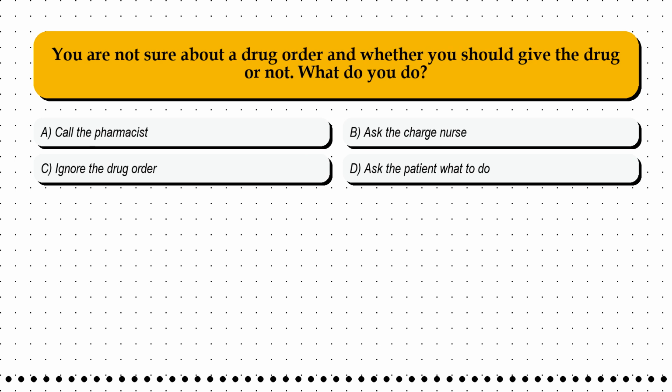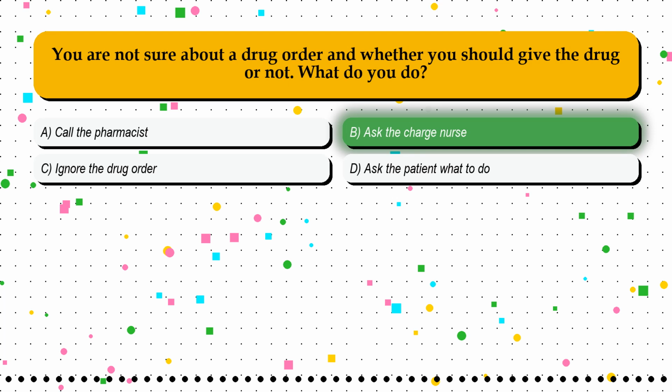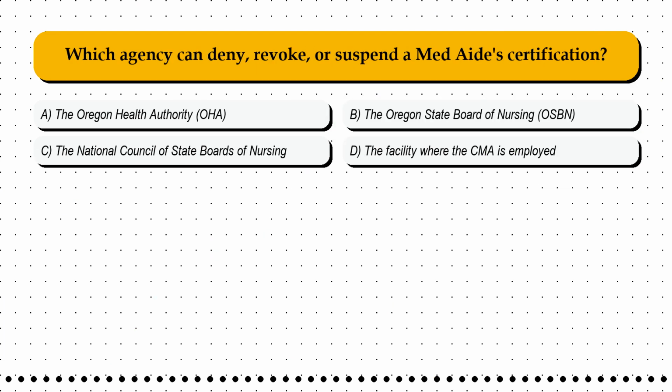Question 326. You are not sure about a drug order and whether you should give the drug or not. What do you do? Option A. Call the pharmacist. Option B. Ask the charge nurse. Option C. Ignore the drug order. Option D. Ask the patient what to do. The correct answer is option B. Ask the charge nurse.